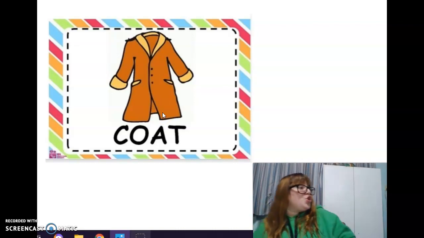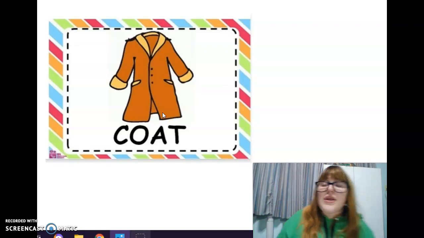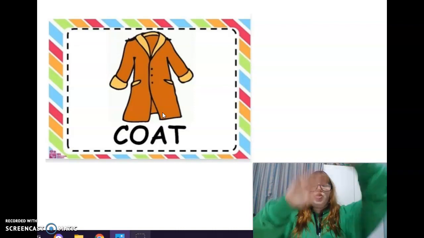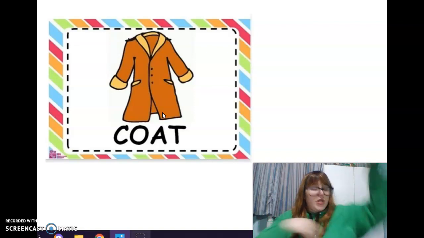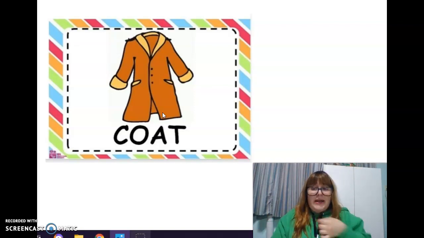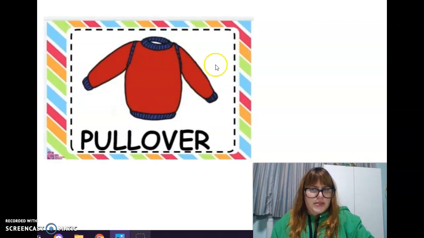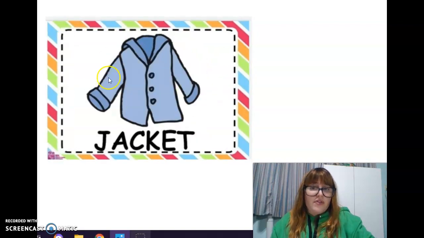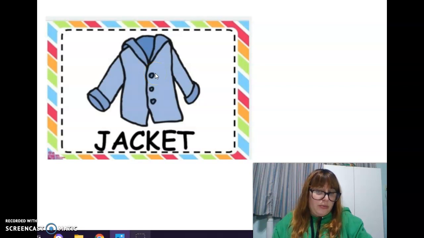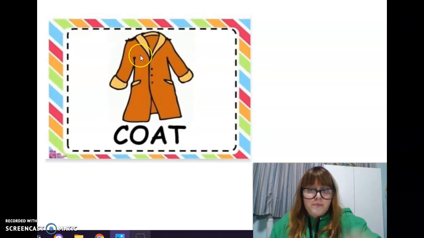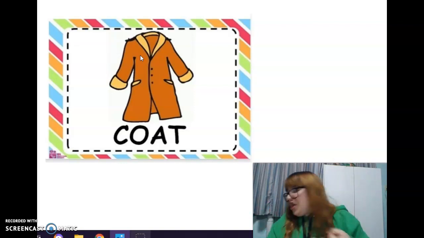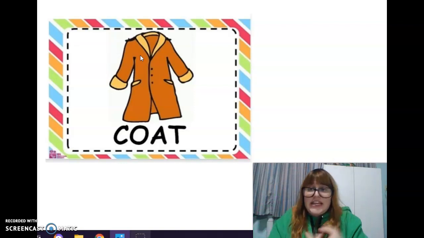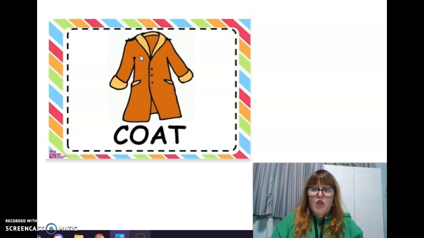So, if we want to go outside, si queremos ir afuera, we are going to put on, nos vamos a poner a t-shirt, or a shirt, yes, with buttons, then the sweater, or the jacket, sí, nos ponemos eso, and then, arriba de la t-shirt, del shirt, del sweater or de la jacket, nos ponemos el coat, okay?